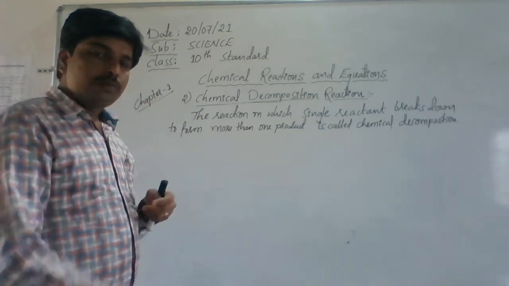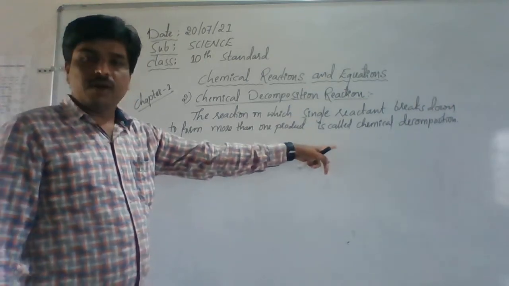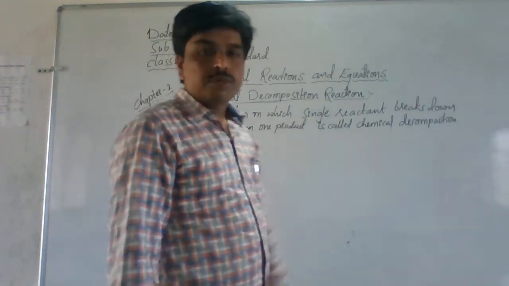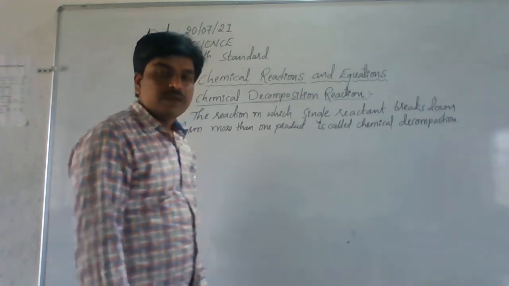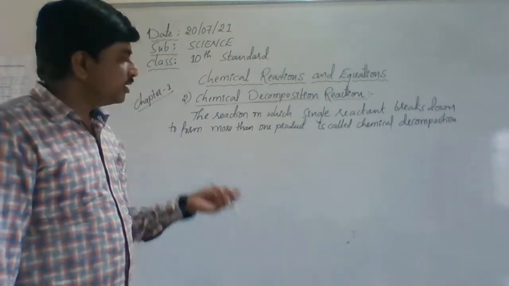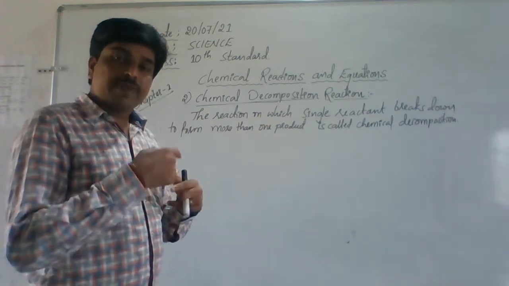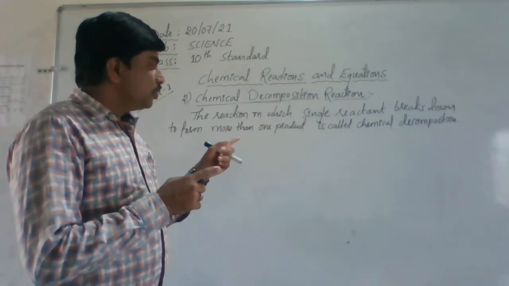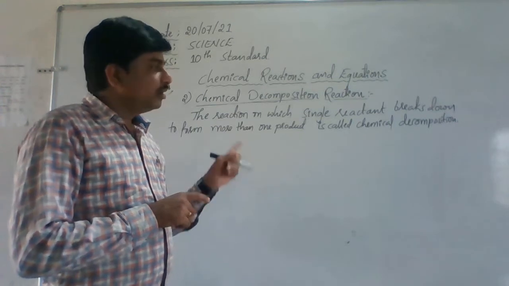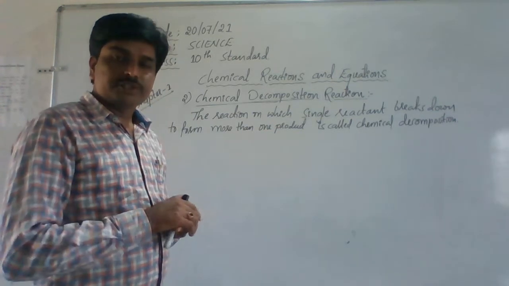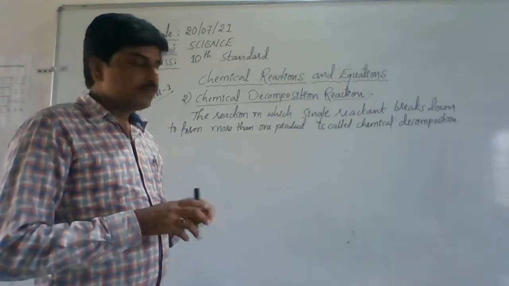More than one product. So such a reaction is called what? Chemical decomposition reaction. Understand? Very easy to understand. The reaction in which a single reactant breaks down to form more than one product is called chemical decomposition reaction. Clear or not? Okay, let's see.